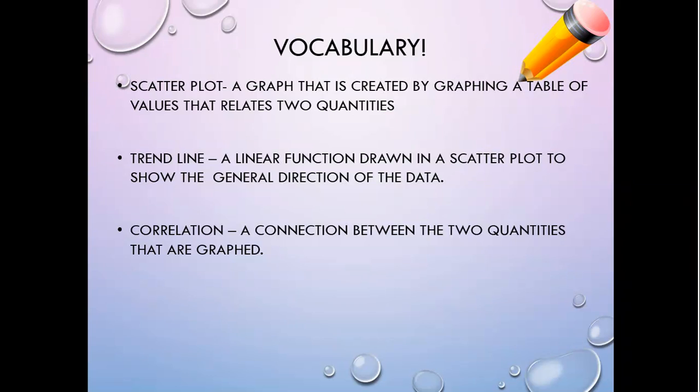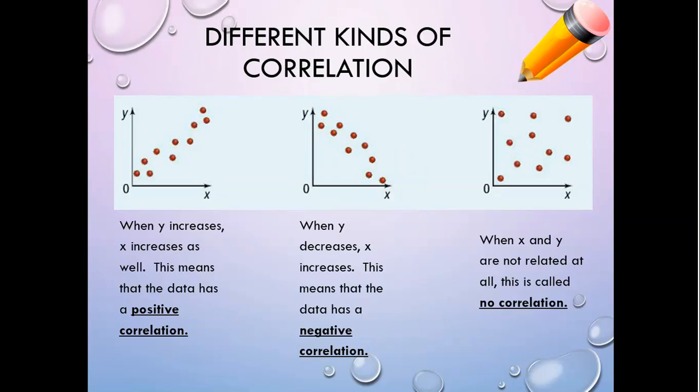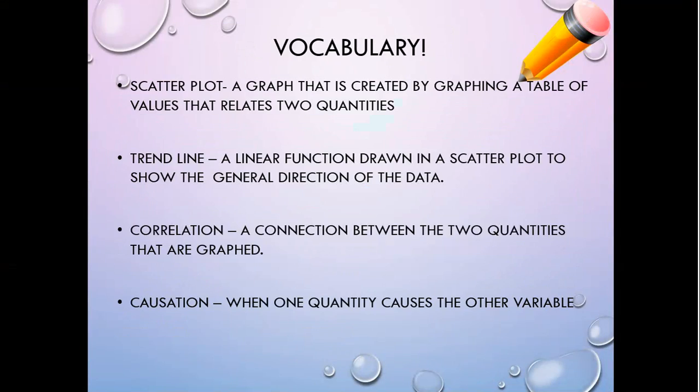A correlation means there's a connection between the two quantities that are graphed. Basically, they're both going up or they're both going down. Causation means when one quantity causes the other variable to change.